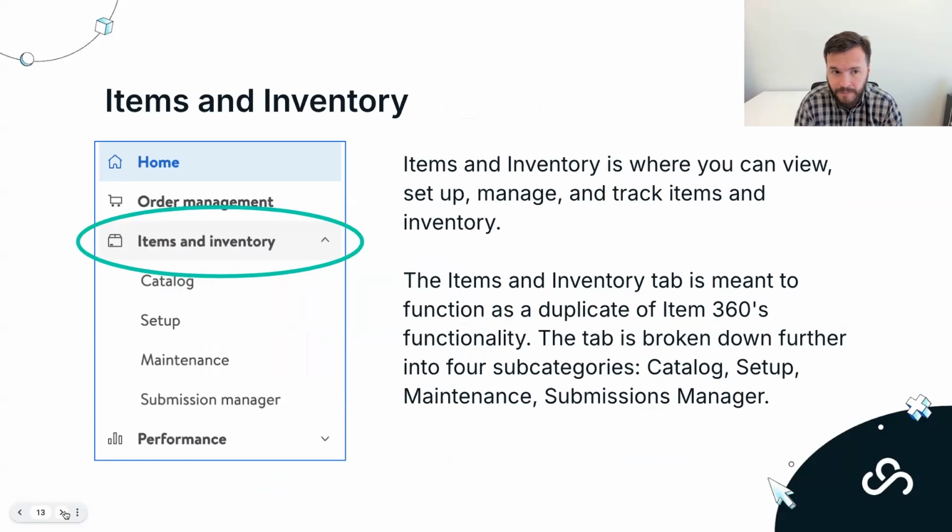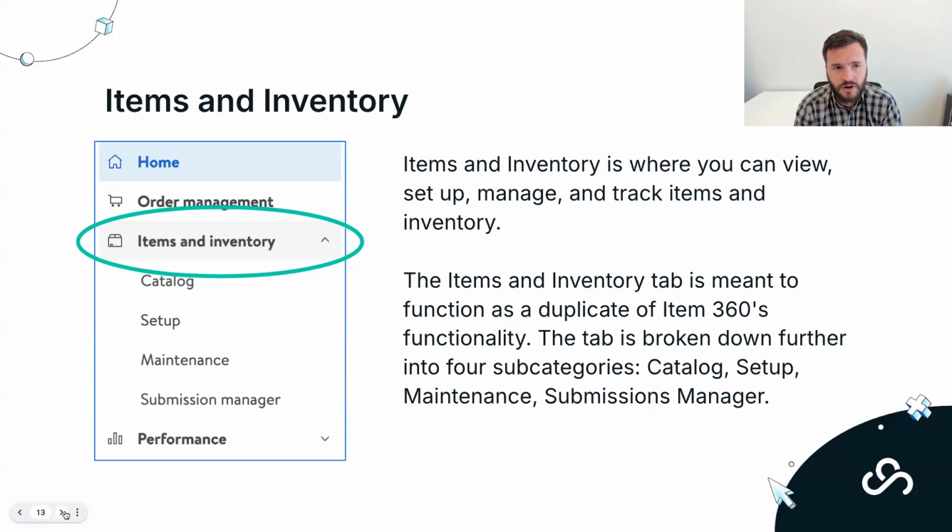So far, items in inventory should be the only thing in Supplier One that you have to do in Supplier One. I know I'm sounding like a broken record, but that is, as of now, the language that Walmart likes to use: the only thing that Supplier One is absolutely essential for. So we've been talking about this a lot. Items in inventory is the Item 360 functionality. That's where you can view, set up, manage, and track items in inventory. You do all of your item stuff there in those four different sections.